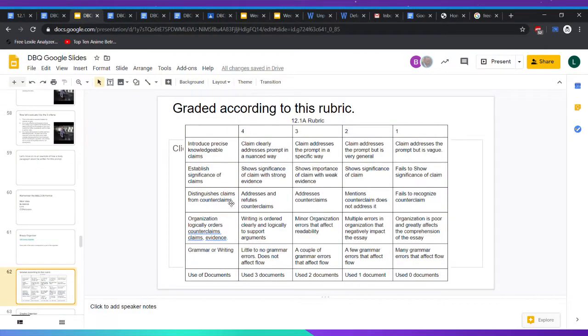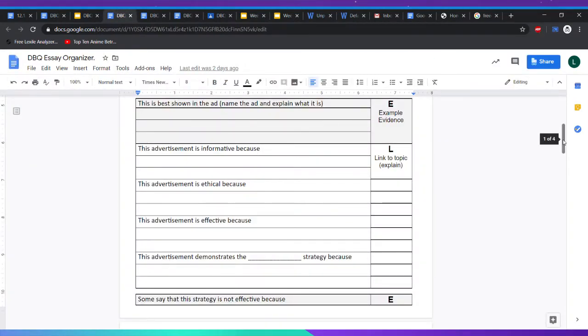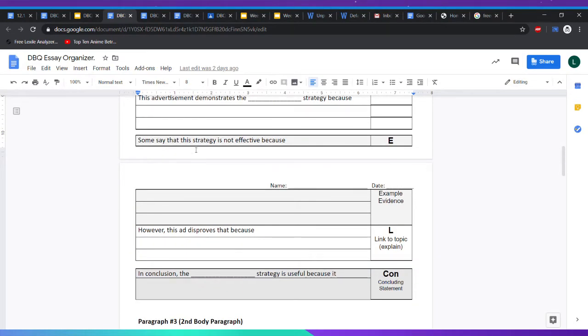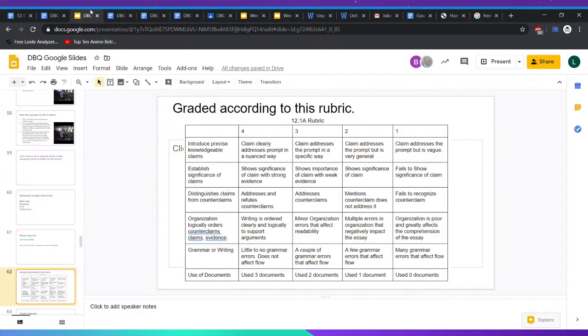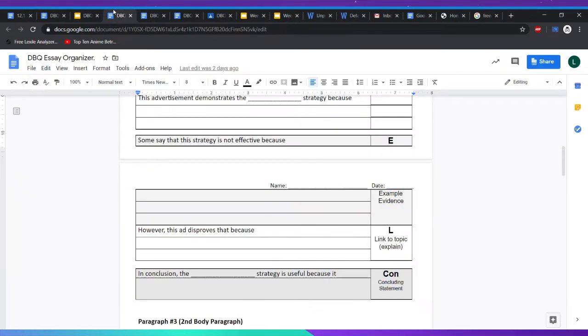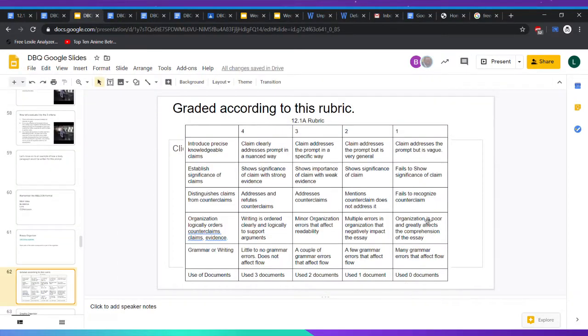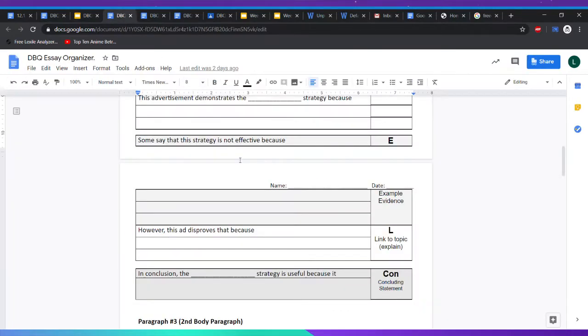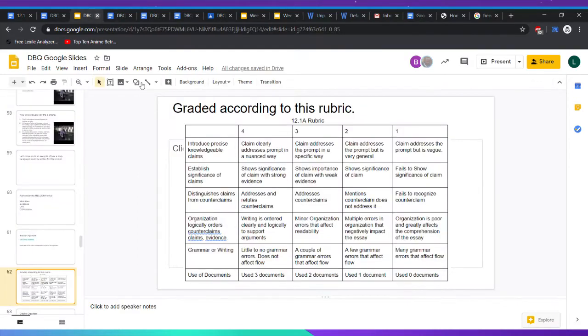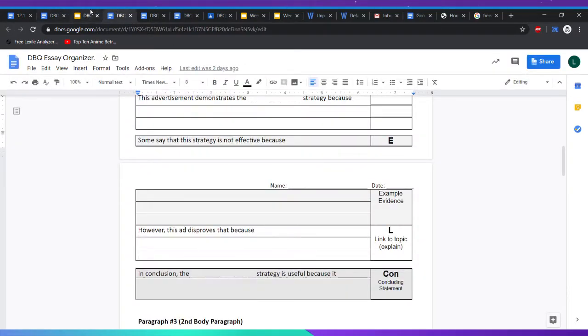Next, distinguish claims and counterclaims. Right here, some say the strategy is not effective because, and however this ad disproves that because, this again corresponds to the rubric. If you skip this part completely, you're at a 1. If you mention a counterclaim, but you don't address it, then that's a 2. So that means if you do this, but don't try to disprove it or refute it, you're in 2 range. If you do refute it, then you're in the 4 range.